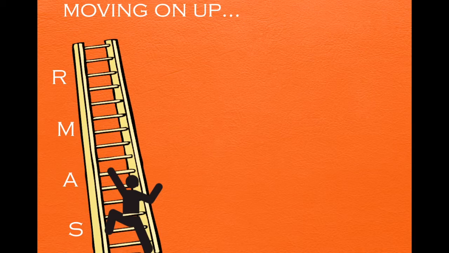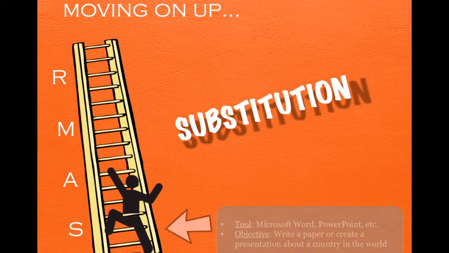Let's take a look at a basic history lesson and how we could move it up the ladder through technology integration. For this exercise, we're going to use a lesson revolving around geography. This could be incorporated into many different grade levels and curriculum standards. For a basic substitution level, a teacher may have students use Microsoft Word or PowerPoint. Students would be required to write a paper or create a presentation about a country in the world based on guidelines the teacher would provide.